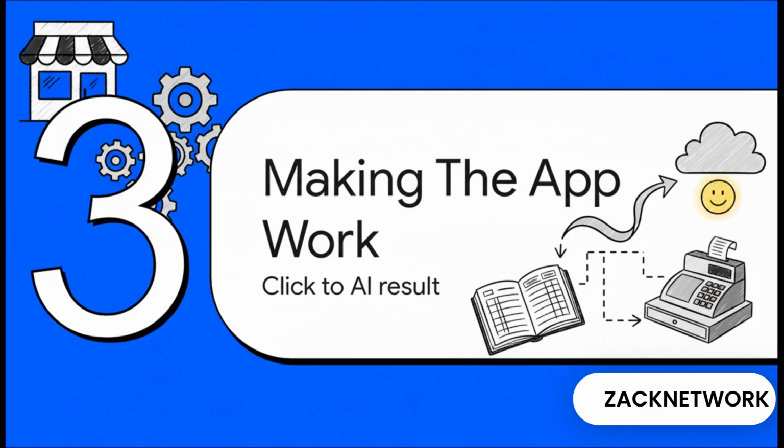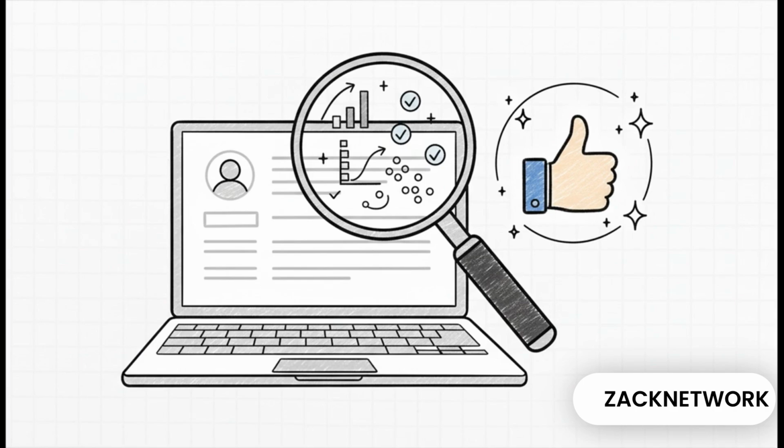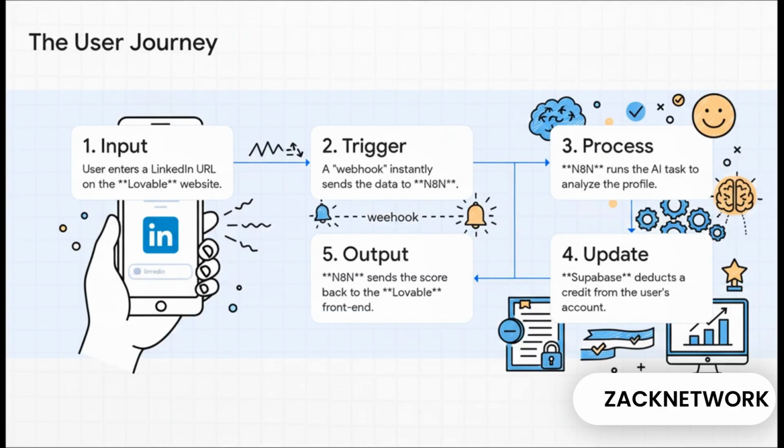Now, for the really cool part. Let's see how they all talk to each other to make the magic happen for a user. And to make this super clear, let's use a real-world example. Imagine we're building an AI tool that can look at someone's LinkedIn profile and tell you if they're a good sales lead or not. Pretty useful, right? Okay, so check out how this all flows together.